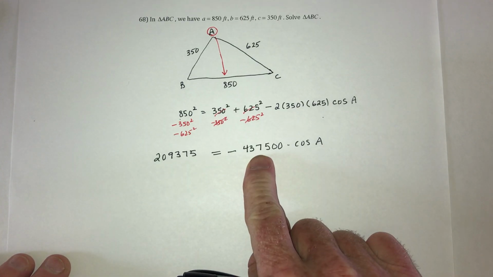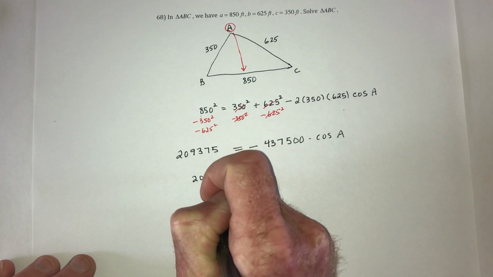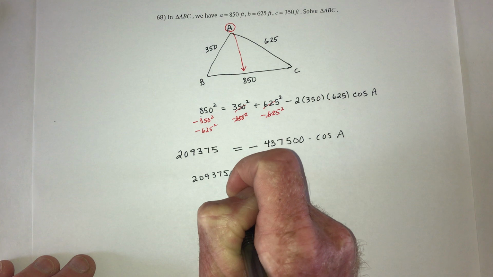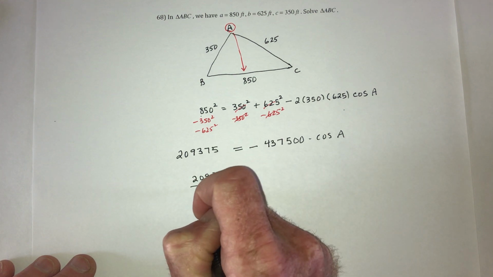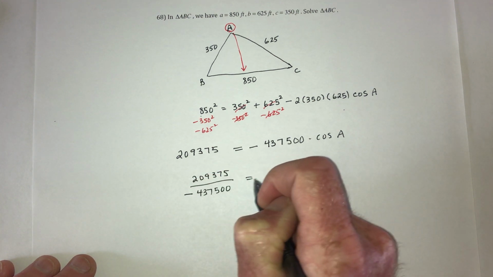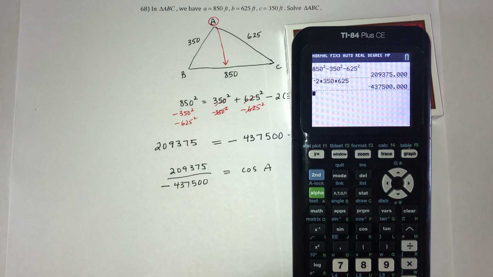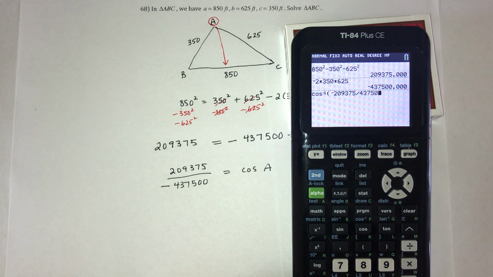Now all I need to do is divide both sides by this number, and then I can take cosine inverse. So 209,375 gets divided by 437,500, which is negative. And then find cosine inverse. So I need cosine inverse, and I can put the negative sign. 209,375 got divided by 437,500.